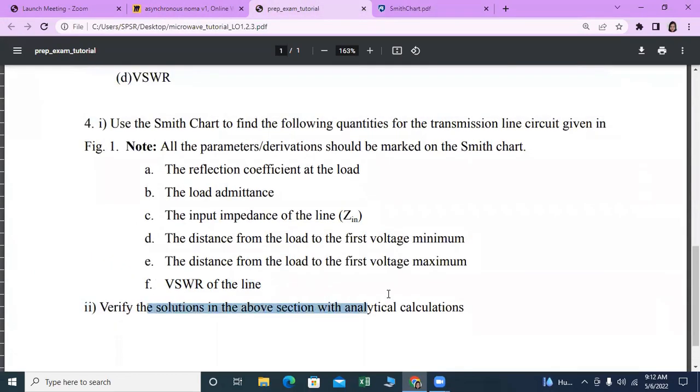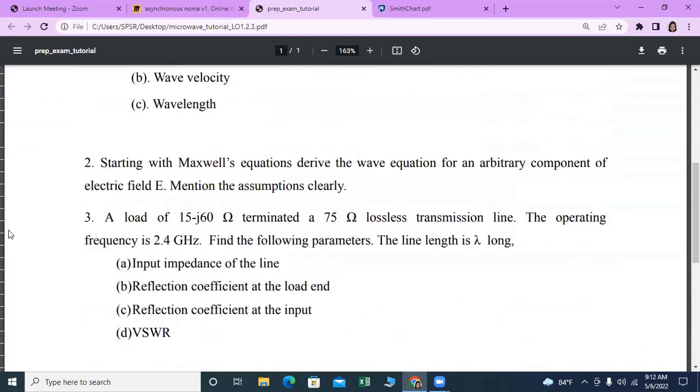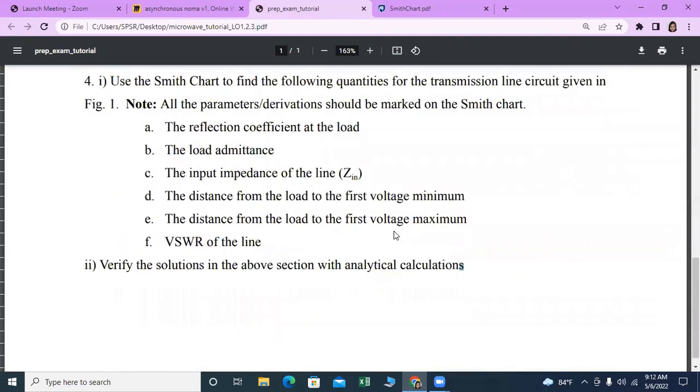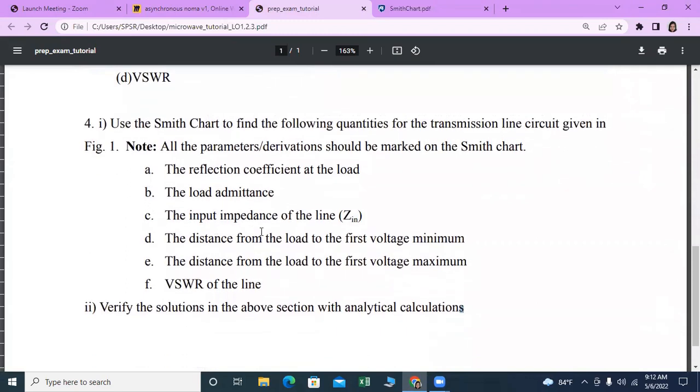And then you have to verify the above solutions using the analytical calculations. I mentioned the analytical equations in the third question, so you can use those equations to verify the solutions we got from the Smith chart.